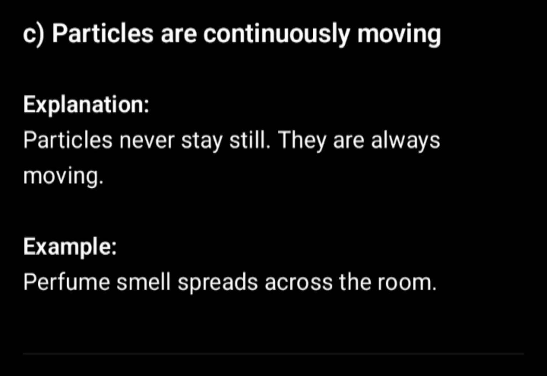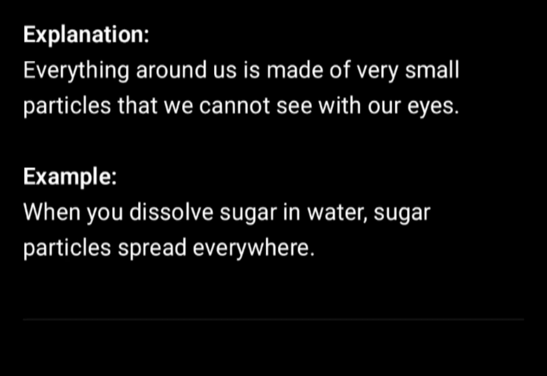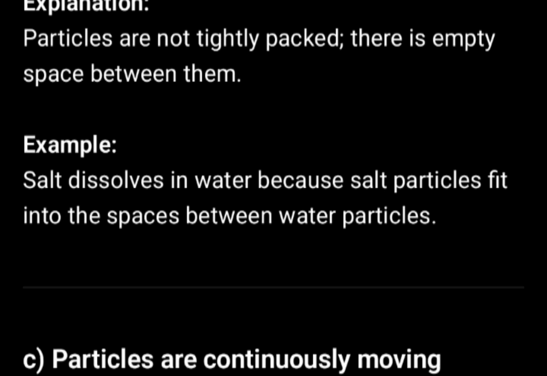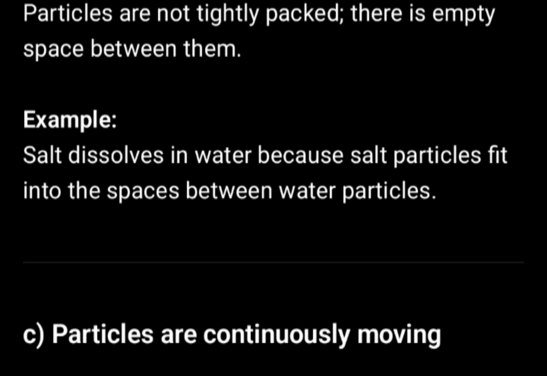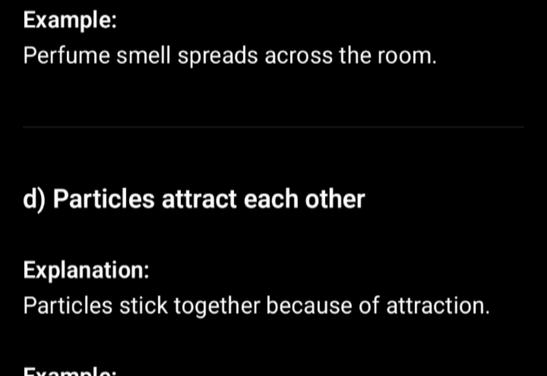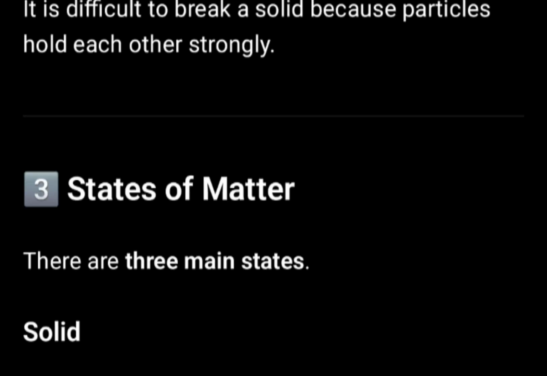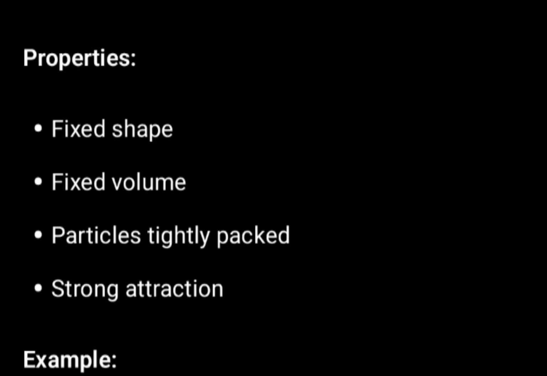Is it clear? What were the 4 points of the physical nature of matter? First one was matter is made up of particles. Second is particles have space between them. Third one is particles are continuously moving. And fourth one is particles attract each other. Is it clear? Yes, that's it. We have completed 2 topics and now let's move to the third topic, that is states of matter.